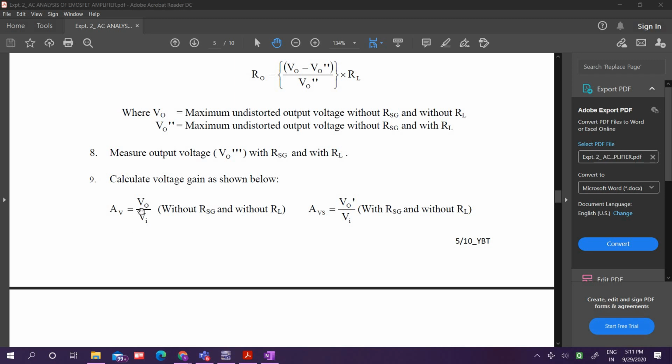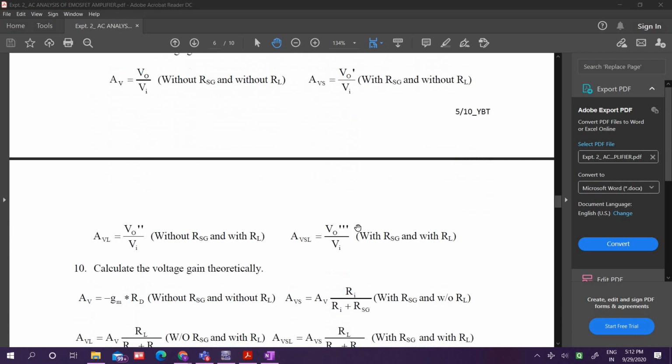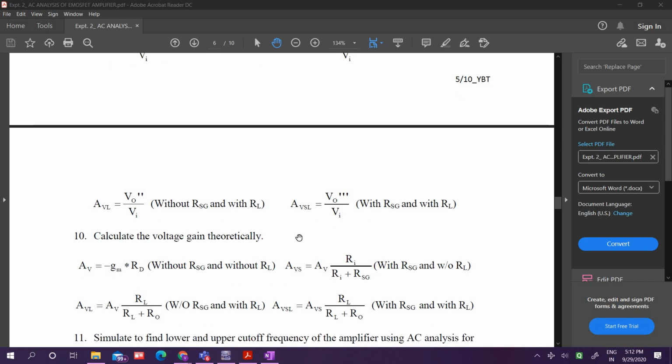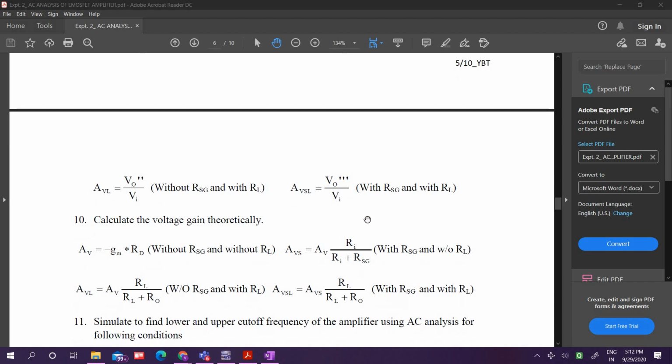The first AV is nothing but VO by VI, and the second is AVS. Why AVS? Because we have now connected the source resistance, RSG. At that time our AV is AVS, and we denote it differently from AV. That is VO dash upon VI. Again AVL, when we connect the load resistance, will be VO double dash by VI. And last is AVSL, when the source and load resistance both are connected. This is how we can calculate the gain.